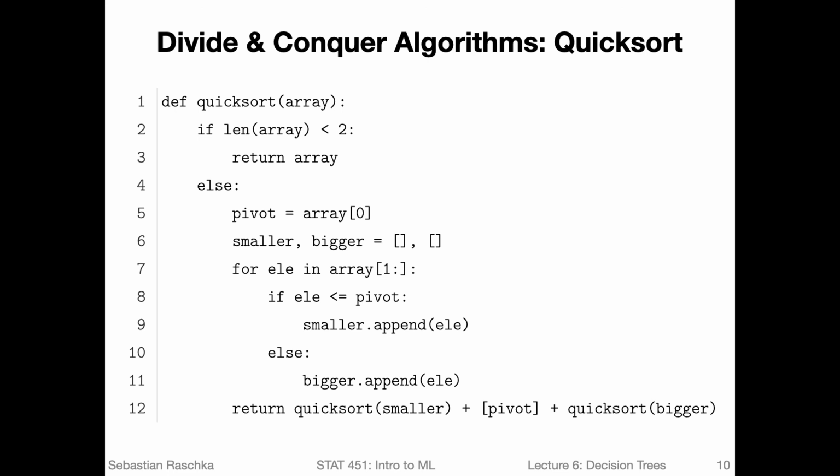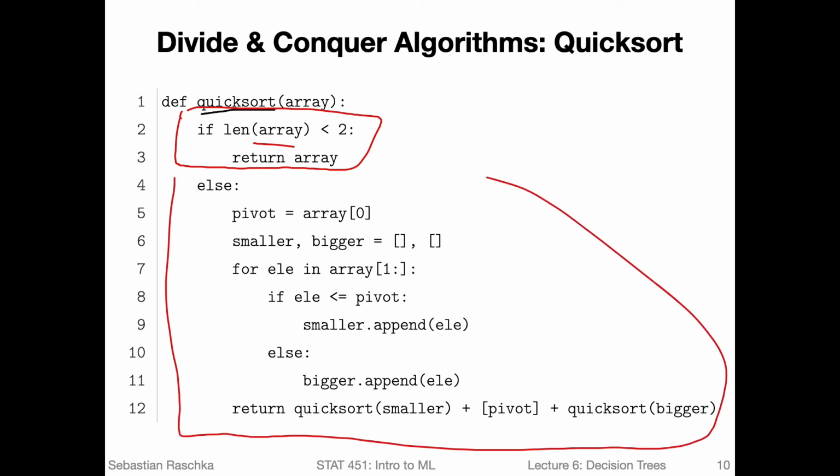So here I have another example using recursion, and here we are solving a divide and conquer problem, sorting a list or array. This particular algorithm is called quicksort. Again, like before, we have a stopping condition here. The stopping condition is: if the length of the array is smaller than 2, then return the array. Otherwise, execute the main chunk of the code.